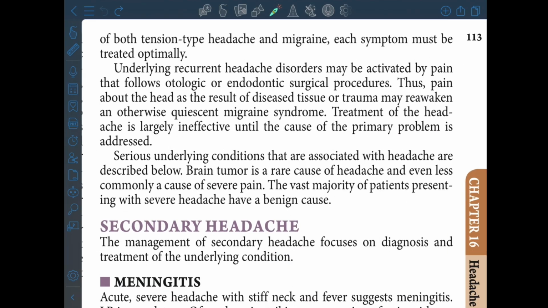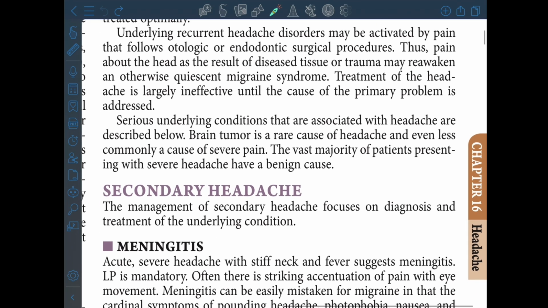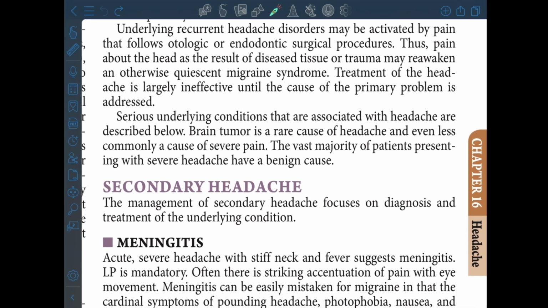Underlying recurrent headache disorders may be activated by pain that follows otologic or endodontic surgical procedures. Thus, pain above the head as a result of diseased tissue or trauma may reawaken an otherwise quiescent migraine syndrome. Treatment of the headache is largely ineffective until the cause of the primary problem is addressed. Serious underlying conditions that are associated with headache are described below.